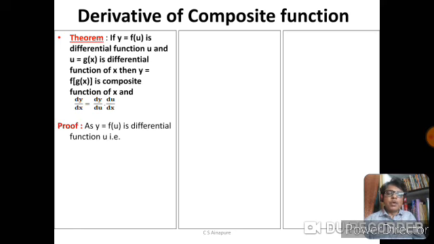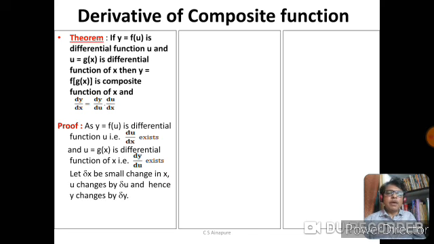What we have to prove? So, in the proof we have considered the first statement, the given statement y is equal to f of u is a differentiable function of u, that is dy by du exists. The second is u is equal to g of x is a differentiable function of x, so du by dx exists. We have considered delta x as a small change in x, so u must change by delta u and y must change by delta y. So, whenever delta x tends to 0, delta u must tend to 0 and delta y must tend to 0.